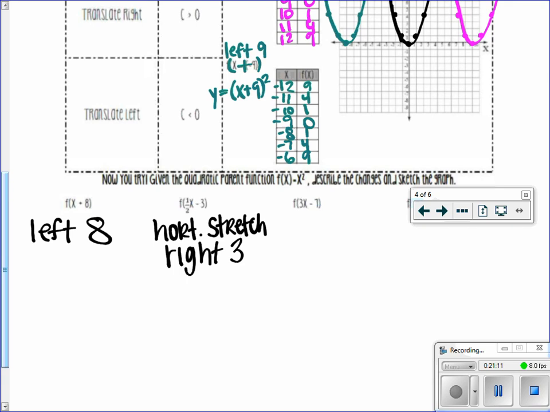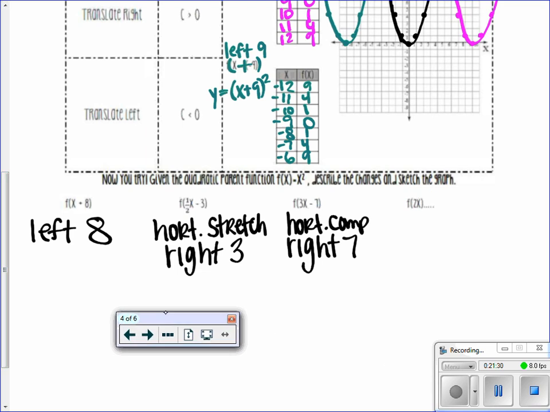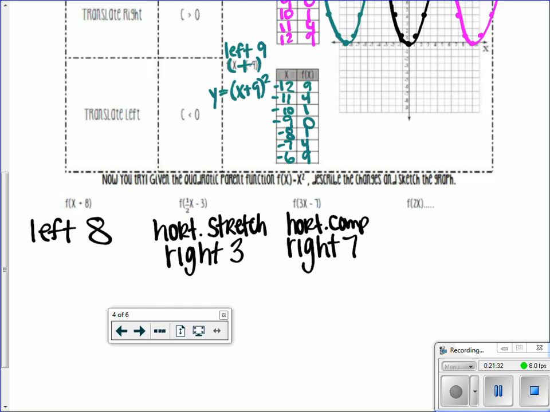Okay. The next one's being multiplied by a number greater than 1. That means it should start looking more narrow. But what is that called? A horizontal compression. And then right 7. Opposite direction. And then the last one, what's happening to it? Horizontal compression.